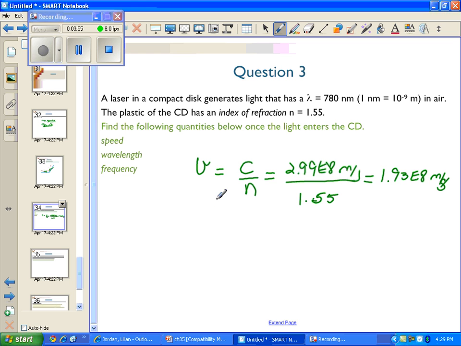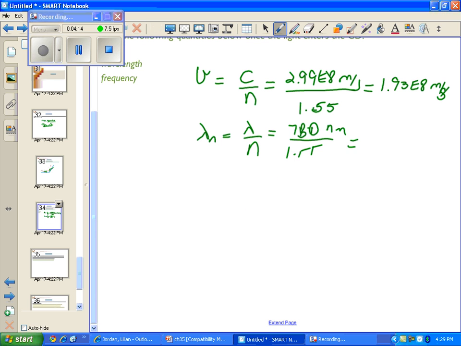The wavelength is also reduced by the value of n. And again, here we take 780 nanometers, divide by 1.55. We get a wavelength of 503 nanometers.